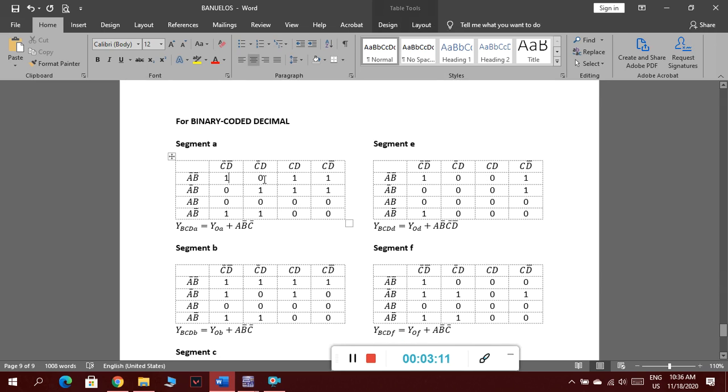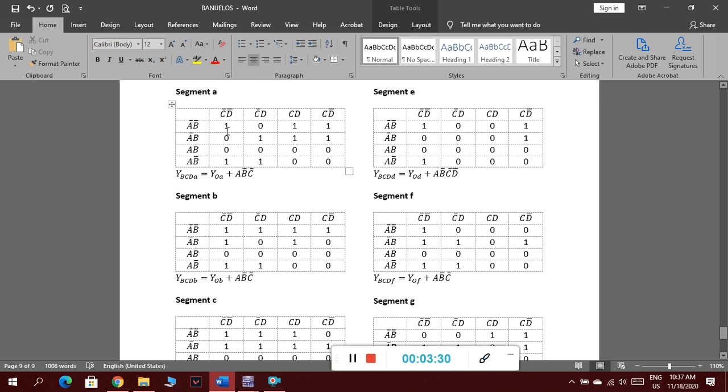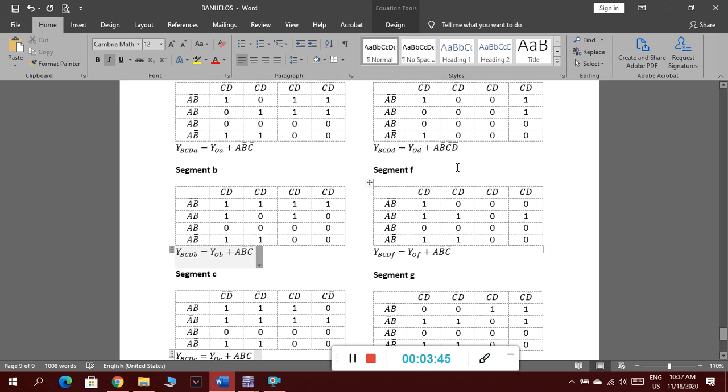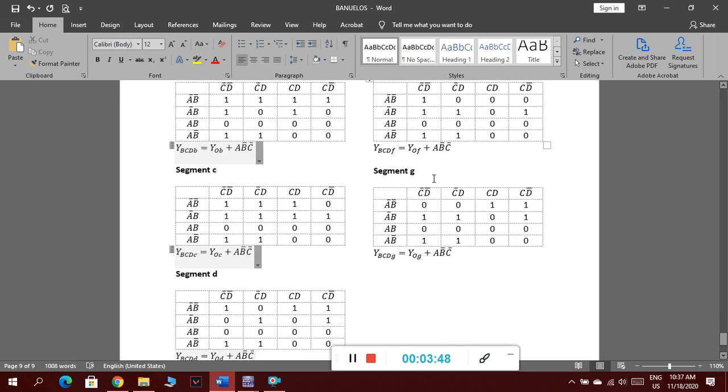So we have here 0, 1, 2, 3, 4, 5, 6, 7, 8, and 9. So 10 up to input of 15 is all zeros. So the same with the hexadecimal. This part is an octal, so we only needed to add this part. So we have segment A for the BCD. We have this one, segment B, C, segment D, segment E, F, and G.